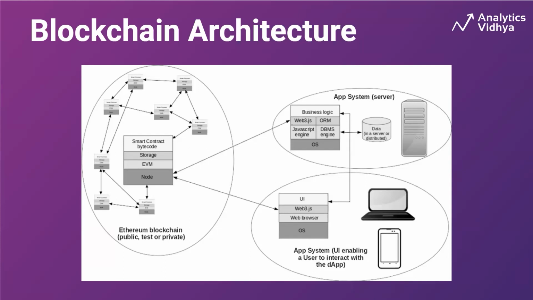This is the user front-end system. Here the user can access it from the UI or the web browser. These are some of the stack layers: the user's operating system, web browser, and UI. On top of that, from the front end to the back end, we have web3.js, the JavaScript library for connecting the front end to the back end with the help of the blockchain, right?